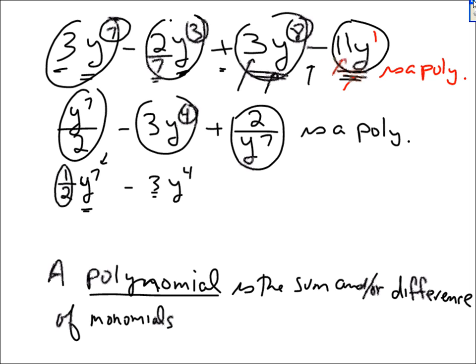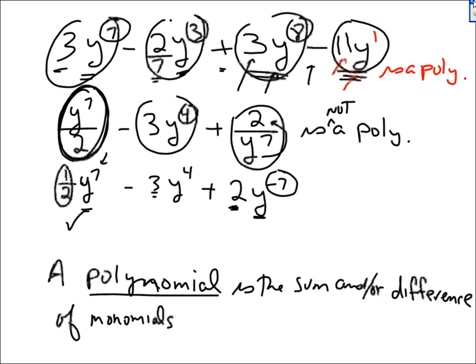This is not a polynomial, excuse me, because when I bring this to the top, here's my number times my variable, but that power is not allowed. Sorry, it's not a polynomial. It is not a polynomial because of the last term. The first term is fine.